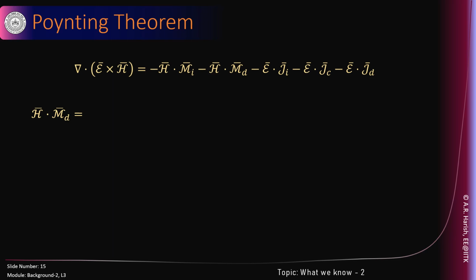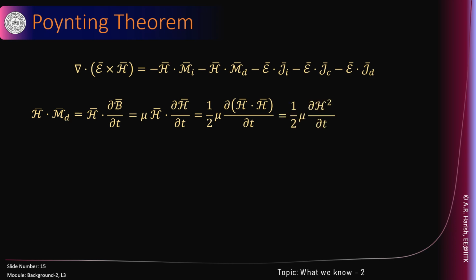Let's go back to this H dot Md. Remember what is Md? It is the magnetic displacement current, which is del B by del T. And B is equal to mu times H. Take out mu, it is a scalar, not a function of time. Take it out of this differentiation. H dot del H by del T. Convince yourself that this can be written as half mu del by del T of H dot H. If you simply differentiate it, you will get the result. Please convince yourself it is indeed correct. H dot H is H square. Therefore, it is half mu del H square by del T.